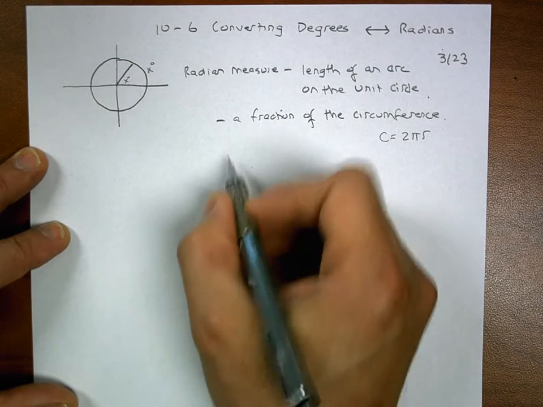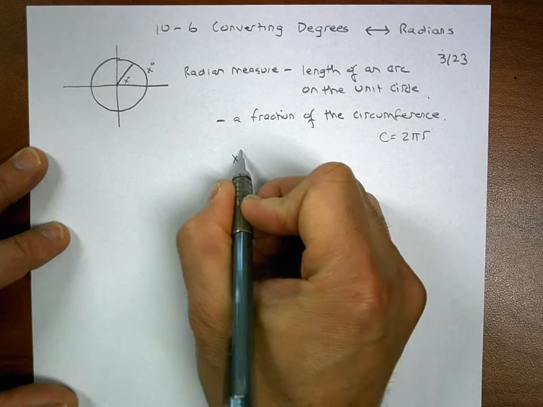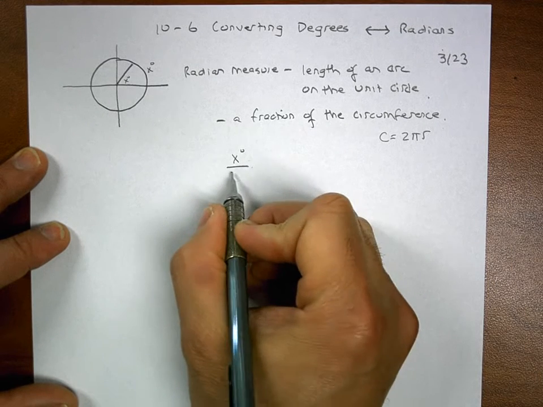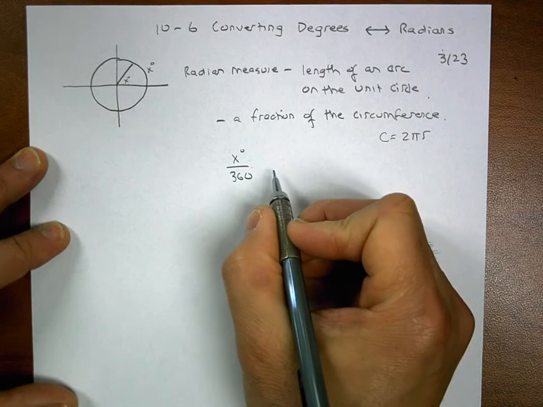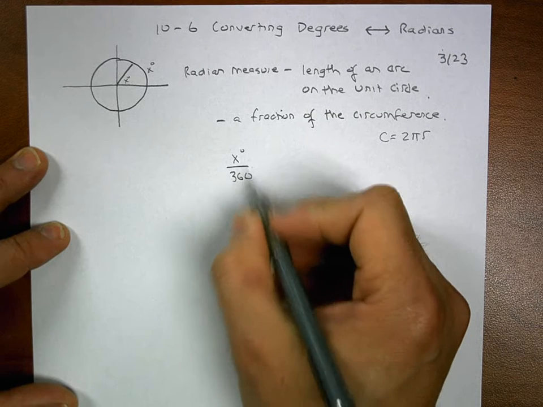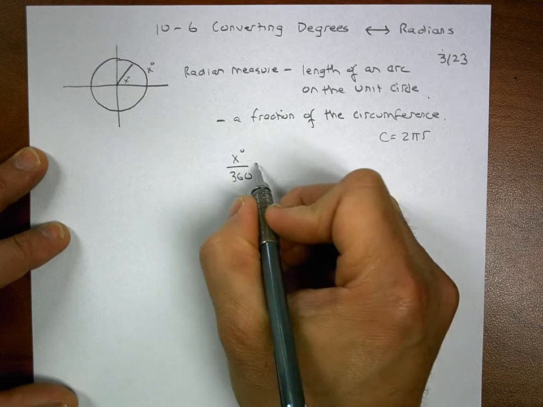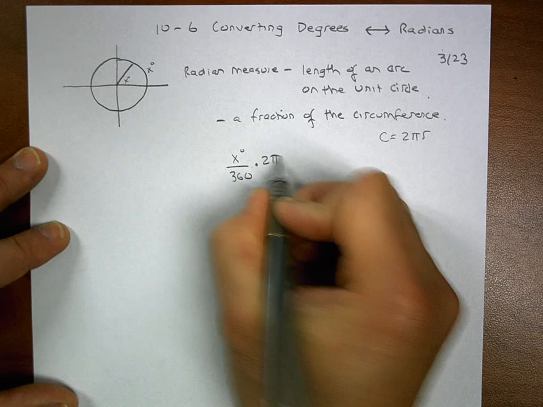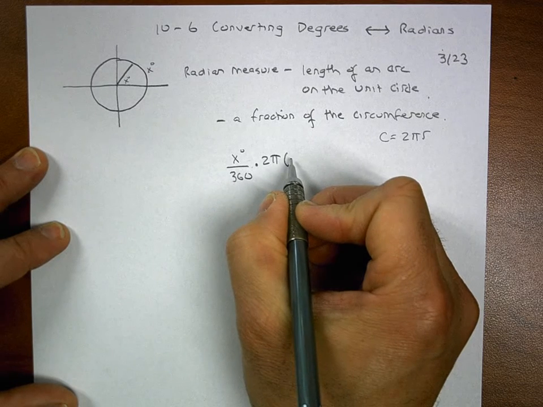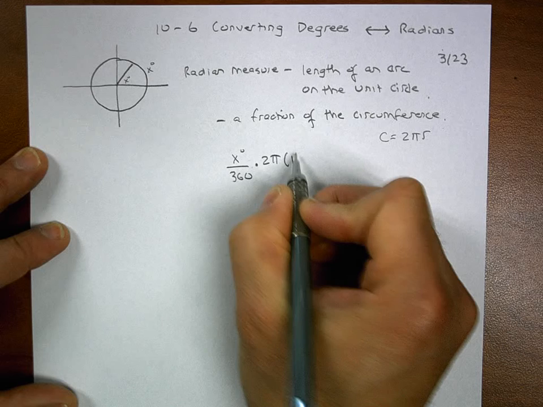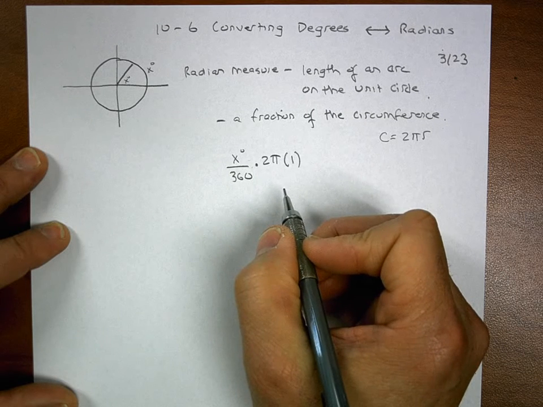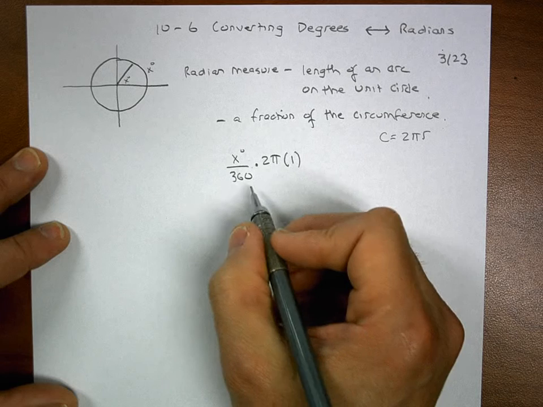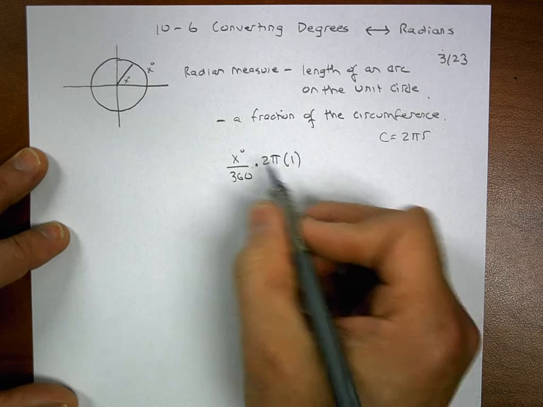Okay, so let's go ahead and write that. So it's x degrees, a fraction of the circumference. So it's x degrees out of the 360, times the circumference. So it's 2 times pi times, I'm going to put my radius as 1, because that's what it is on a unit circle. Okay, this right here will convert your degree measure to a radian measure.